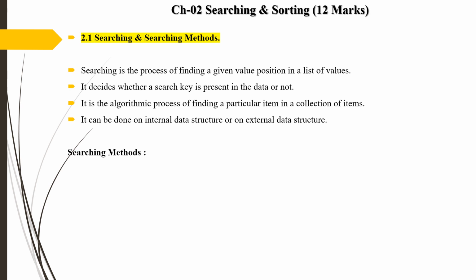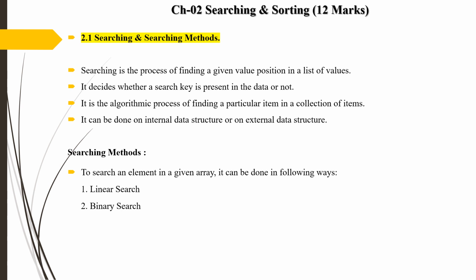Next, searching methods. To search an element in a given array, it can be done in the following ways. So there are two types of searching. First one is linear search and second one is binary search. We see brief details about linear search and binary search in the next few slides and videos.